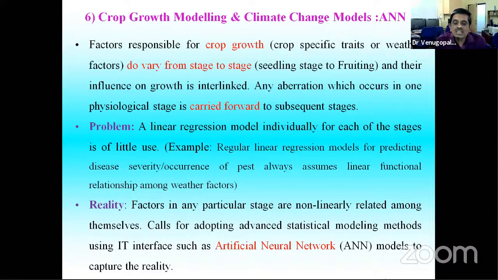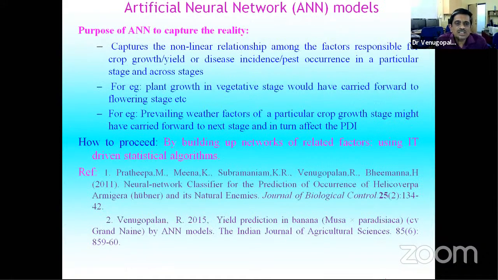So what is the reality? These factors are non-linearly related. So for this, we want to capture the non-linear relationship among those weather factors, from one stage to another stage of crop growth, using an artificial neural network, which works like the neural networks in our brain. This ANN captures the non-linear relationship among the factors responsible for crop growth, yield, disease incidence or pest occurrence in a particular stage or across stages. The plant growth in the vegetative stage would carry forward to the flowering stage, but not in equal amount. So it builds up a network of related factors using information technology driven algorithms. Then finally, it predicts the yield based on the network of models.